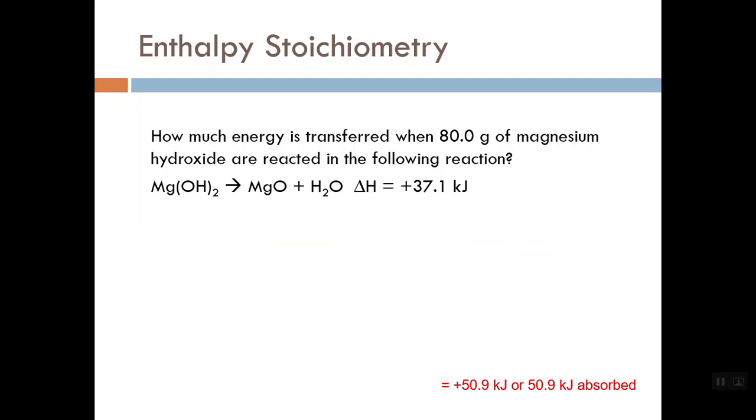And we have 50.9 kilojoules that's being absorbed. So you notice on this slide and the last slide, I put down 2 answers. You guys can write down either one. You can say positive 50.9 kilojoules, and that also means that it's 50.9 kilojoules that's being absorbed, okay? And yes, you must write that positive value in there. And that's it for thermochemical equations.